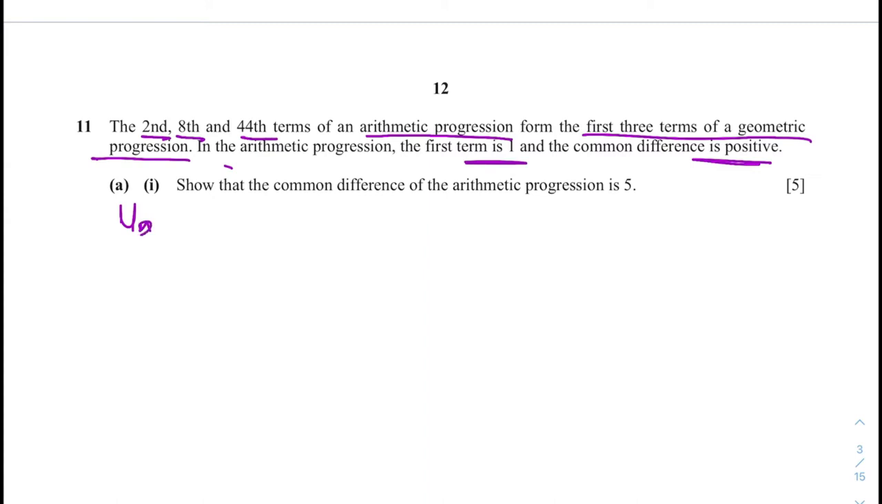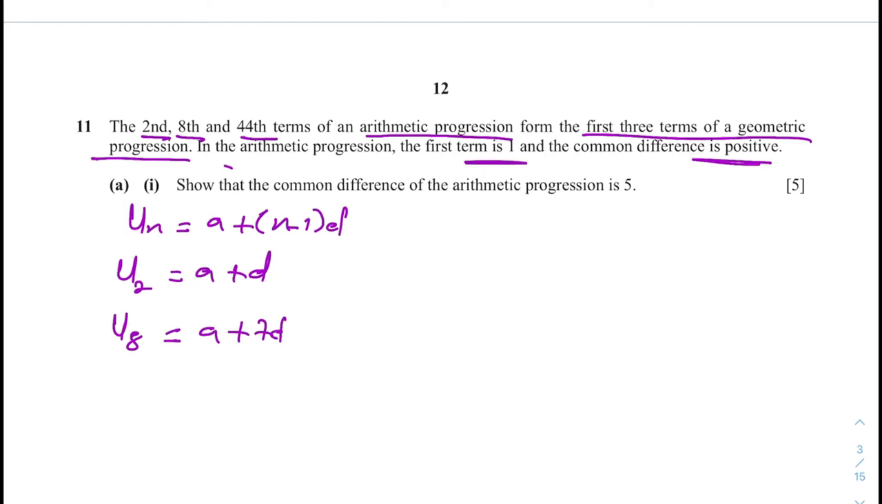All right, so for the second term of the AP, that will be a plus d, right? If you've forgotten the formula, let's remind ourselves. It's a plus (n minus 1)d. So for the second term, if you put n is 2, 2 minus 1 is 1, then you have a plus d. Then your 8th term will be a plus 7d. And then your 44th term will be a plus 43d.